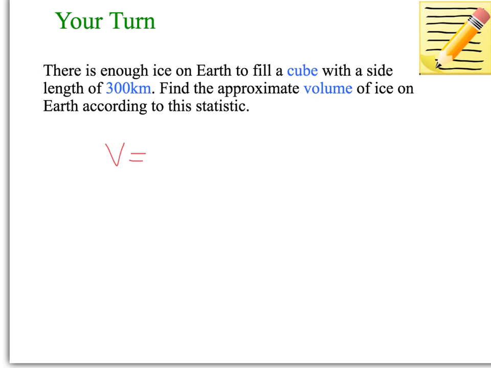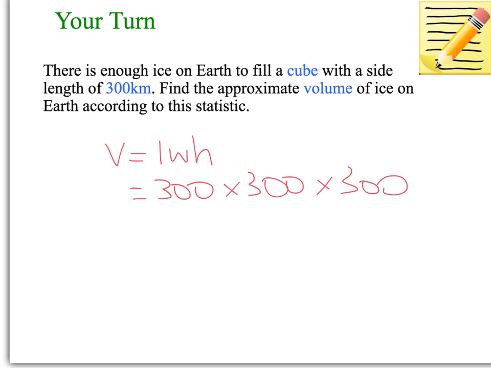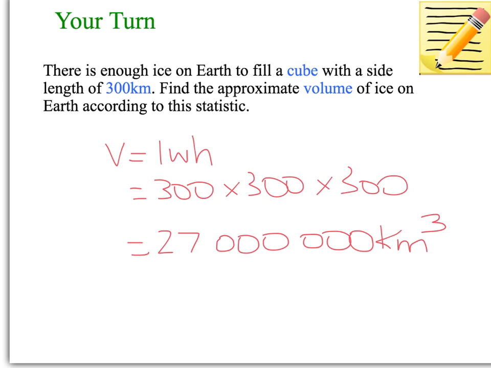So volume equals length, width, height. So it's 300 times 300 times 300. And that would be 27 million cubic kilometers. That is a lot of ice. Okay, so hopefully you were able to work that out quite easily.